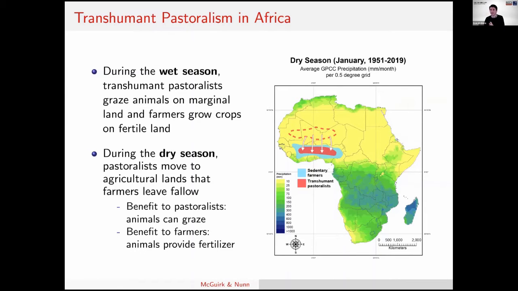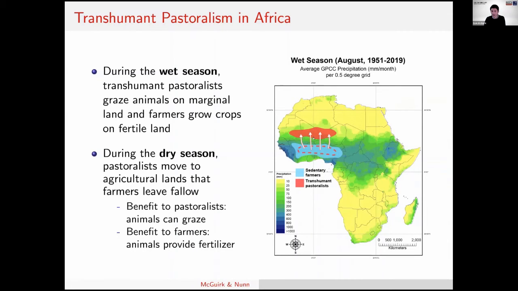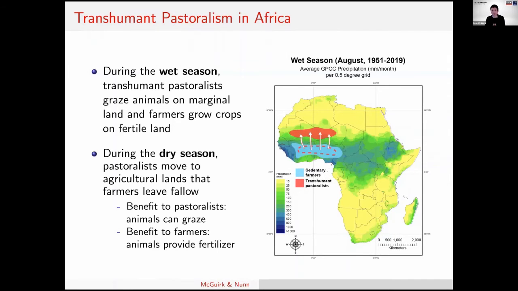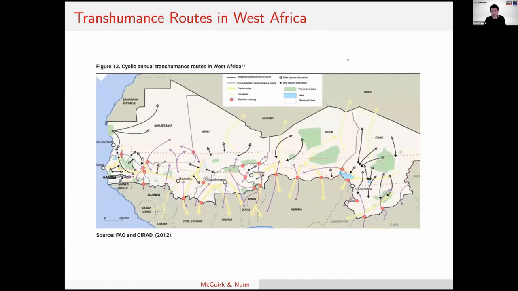This transhumance, the seasonal migration, is going to be a cooperative equilibrium. It's going to suit both groups. And at the end of the dry season, the pastoral group is going to head back north again, back to these marginal lands where hopefully there'll be enough precipitation to again sustain their herds. This movement is what's characterized by a typical precipitation year. Just to show that we're not making this up, here are some rough estimates of some transhumance routes in West Africa. The clear arrowhead is the direction during the wet season, and the solid arrowhead is the direction in the dry season as they come down.